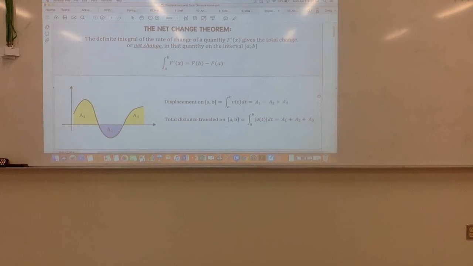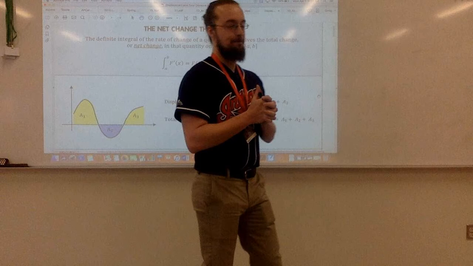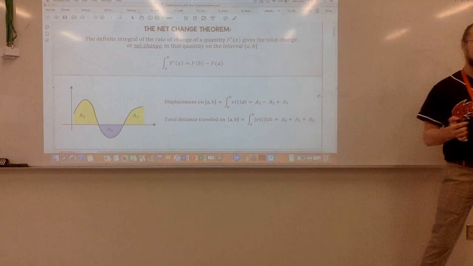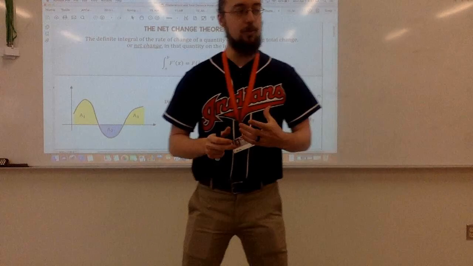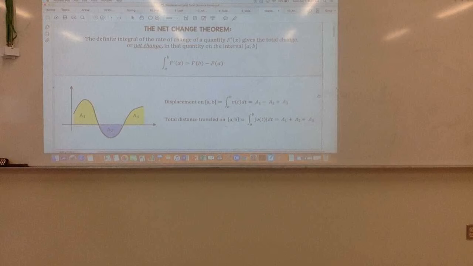Alright, today we are going to take a look at particle motion again. We spent a few days doing a lot of particle motion stuff with derivatives. And now we're going to add in particle motion stuff with integrals. So with this, we'll also review the stuff that we did with derivatives.